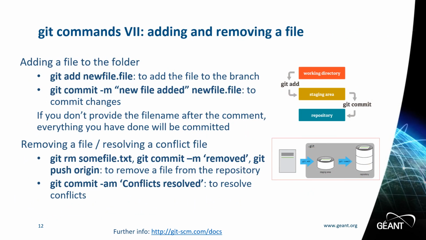In this slide, the last in the sequence showing selected git commands, we show the commands for adding a file or removing a file from a repository. To add a file, use the commands git add and git commit. To remove a file, use the commands git rm, git commit, and git push origin. Note that if conflicts exist, then the git commit -am command can be used to resolve conflicts.